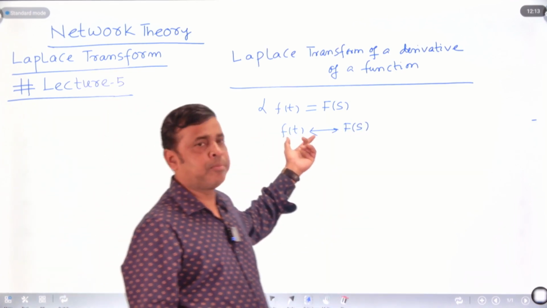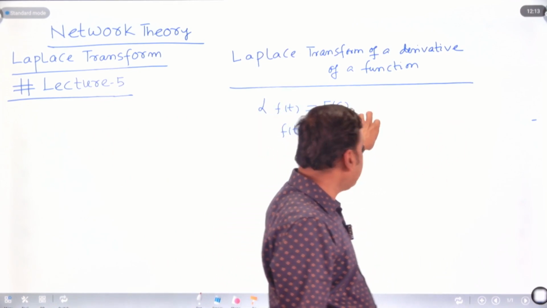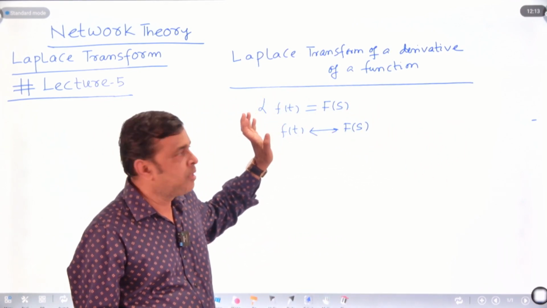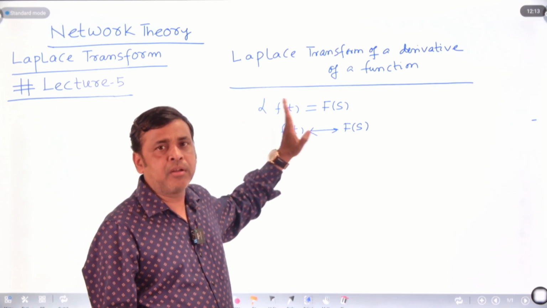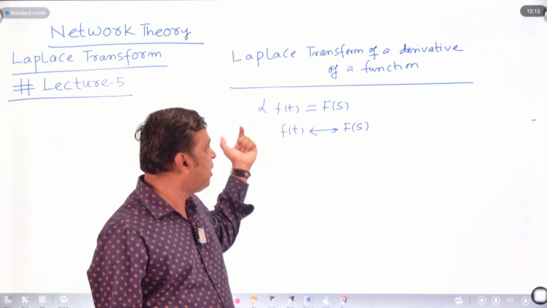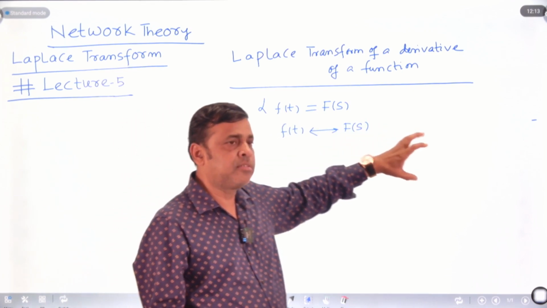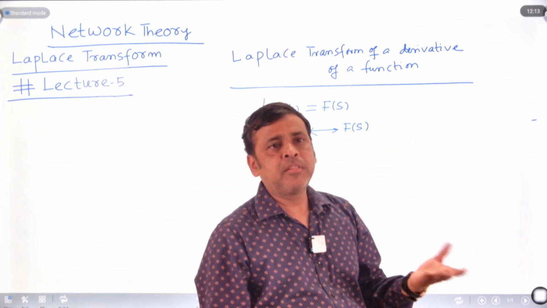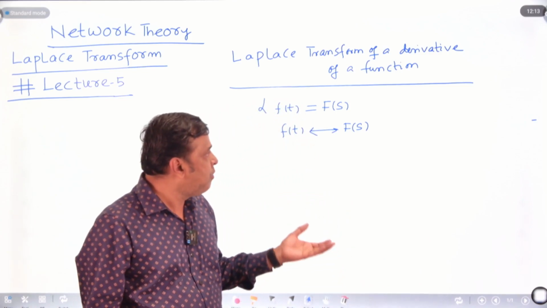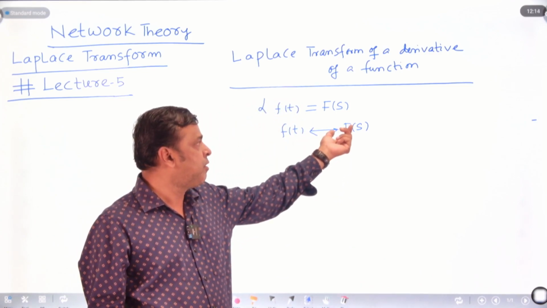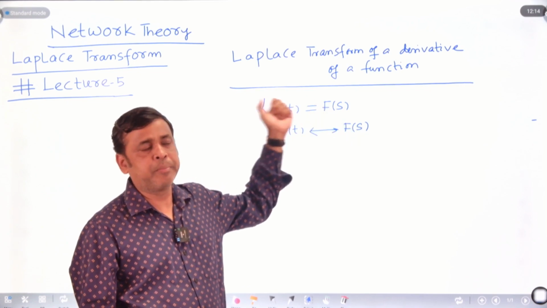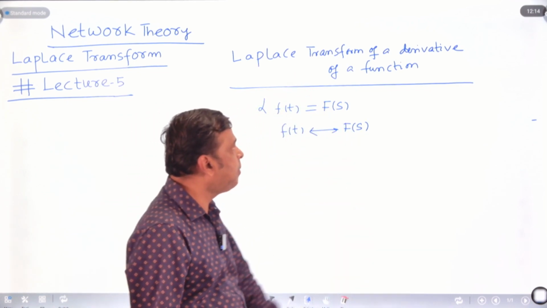The Laplace transform of f(t) is F(s), and the inverse Laplace transform of F(s) is f(t). If f(t) is given, you can find the Laplace transform, converting the time domain into the frequency domain, that is F(s). If you have F(s) and apply the inverse Laplace transform, you get f(t). But what is the derivative of a Laplace transform?